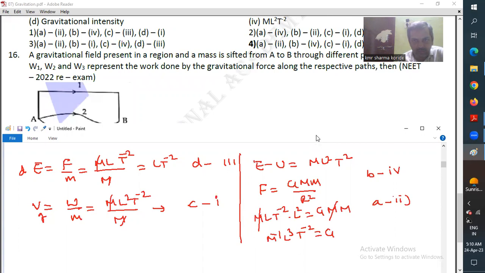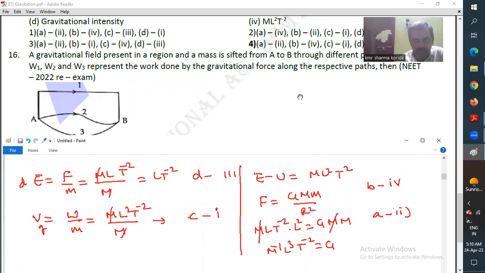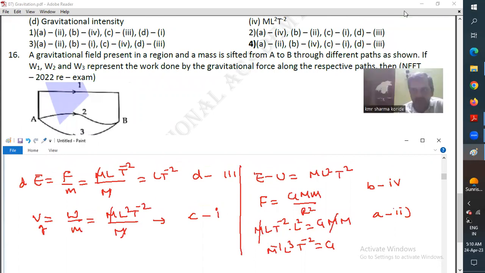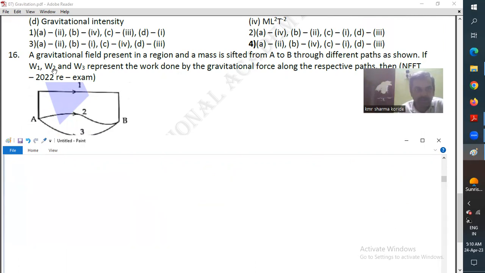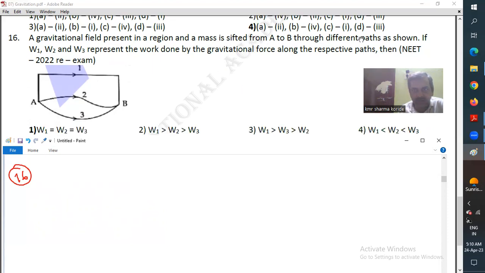Work done by the gravitational force or work done by the electrostatic force, because the forces are conservative, is independent of the path followed. Let me read the question, question number 16. Gravitational field is present in a region and a mass m is shifted from A to B through different paths as shown. So this is a diagram. W1, W2, W3 represent the work done by the gravitational force along the respective paths. This is given in NEET 22 re-exam. Remember, independent of the path followed.